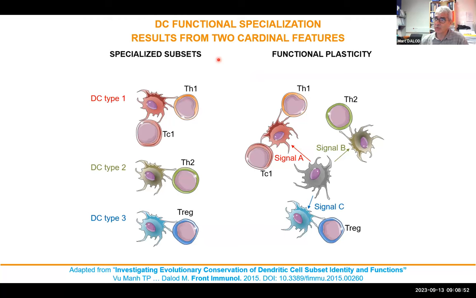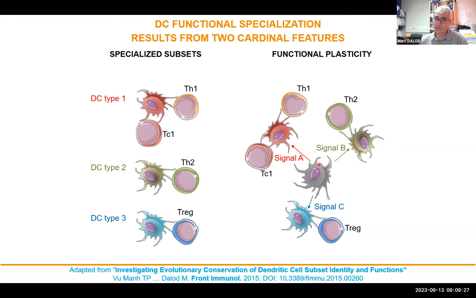And this is due to two important features of the dendritic cell family. The first one is that they are what people call specialized subsets, different subsets of dendritic cells. For example, a certain subset of dendritic cells may be more efficient for CD8 T cell activation, for type 1 helper T cell activation, another subset for Th2, another subset for inducing regulatory T cells. So you have some DC subsets that are already poised to mount specific types of immune responses.